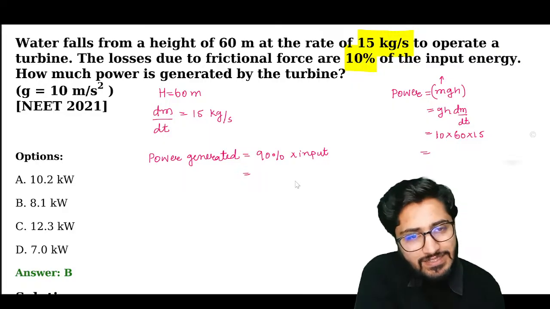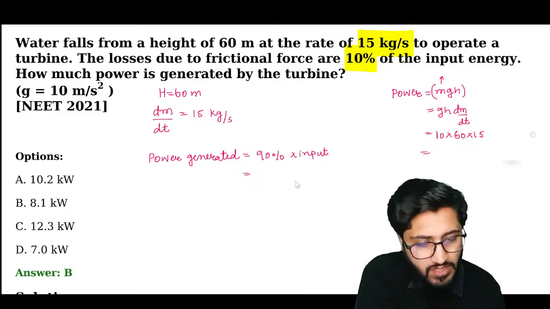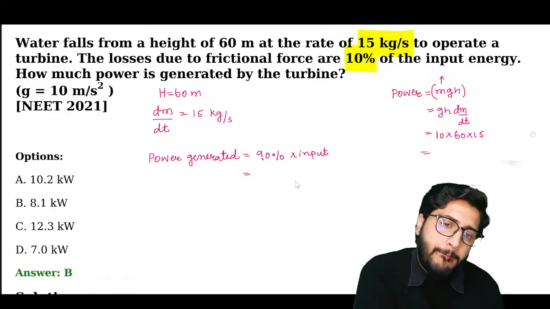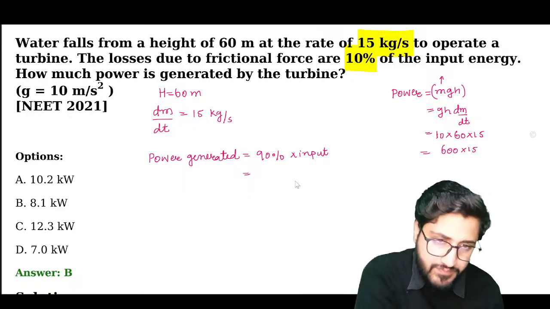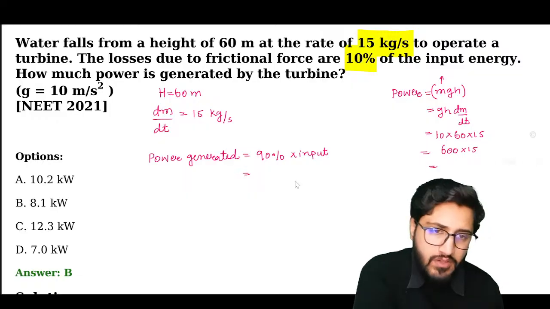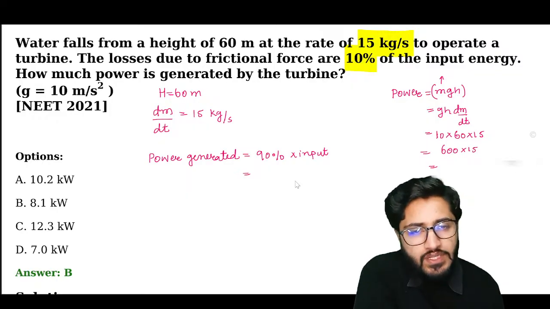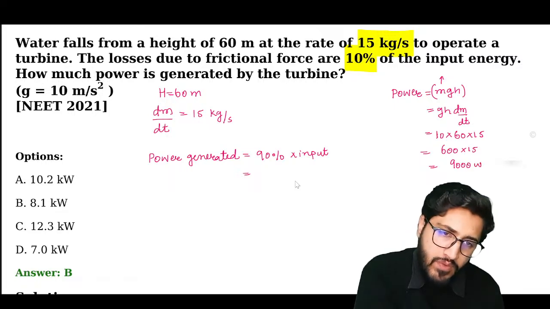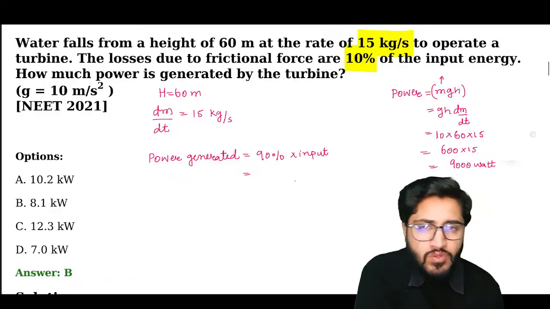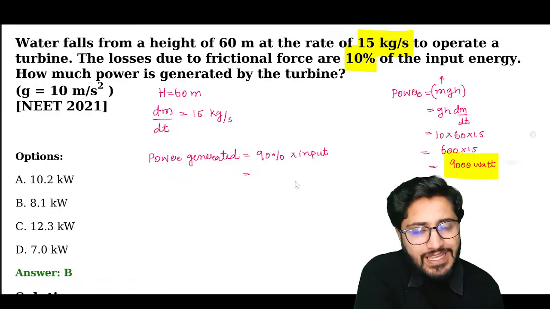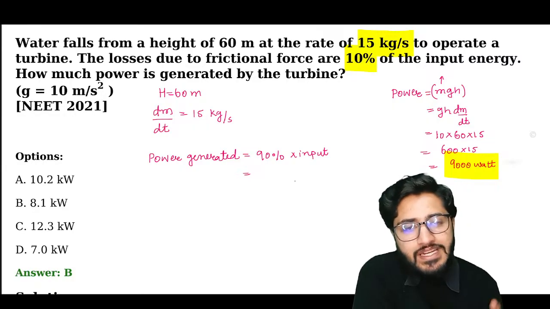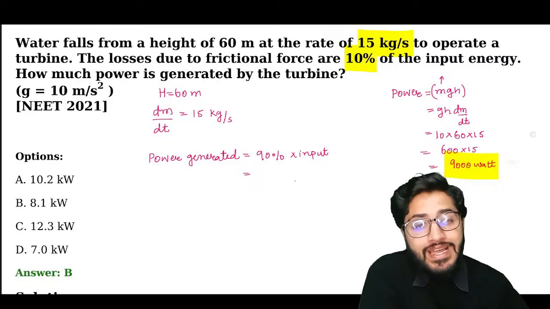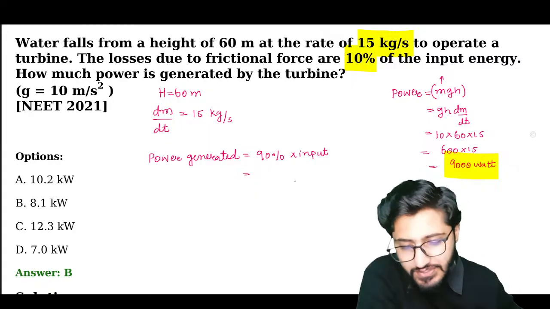So 15, 6. 6 is 1000, right? So it is 600 multiplied by 15. It will be 9000 watt. So my power came out to be 9000 watt. But only the 90% of the 9000 watt gets converted to the power generation. So what can I write here?